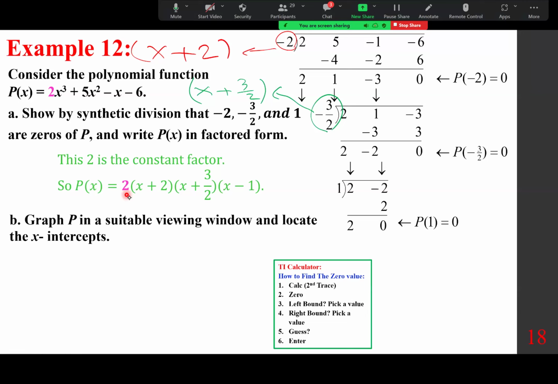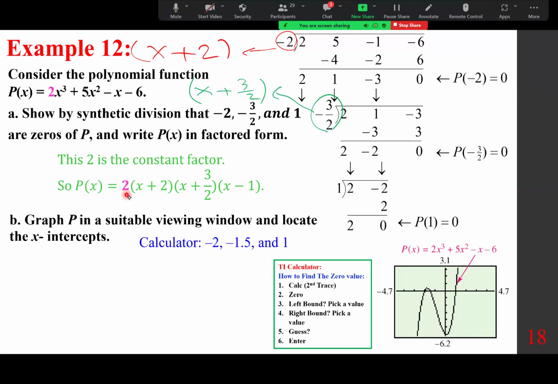Graph P in a suitable viewing window and locate the x-intercepts. You can use a calculator, and P of x is the given function 2x cubed plus 5x squared minus x minus 6. With the TI, you can go with calc, second trace 0, left bound pick a value, right bound pick a value, guess enter, and it gives you those. You can try it.